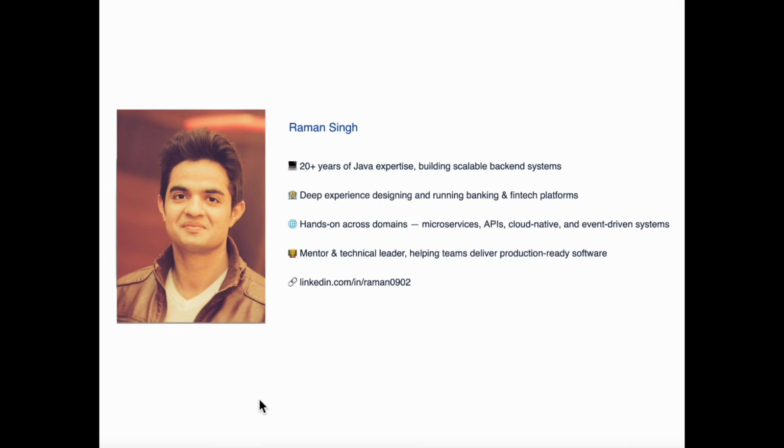Over the years, I have seen where financial systems succeed and where they fail. Scalability issues, security oversights, weak domain modeling, and poor architectural decisions are far more common than they should be. In this course, we'll address those challenges directly, using practical examples and real design decisions, not abstract theory.